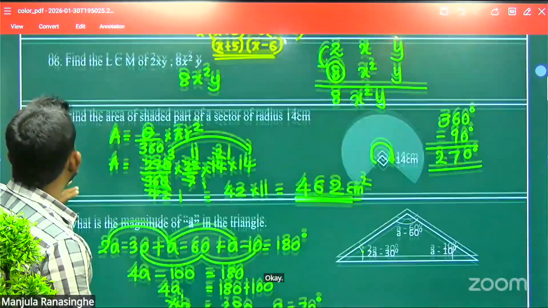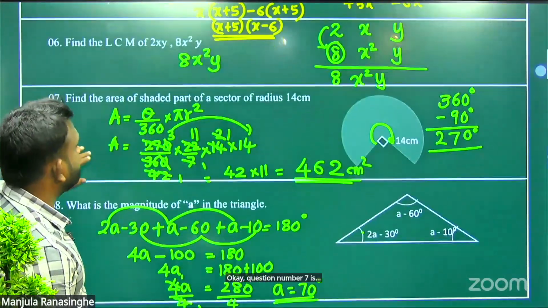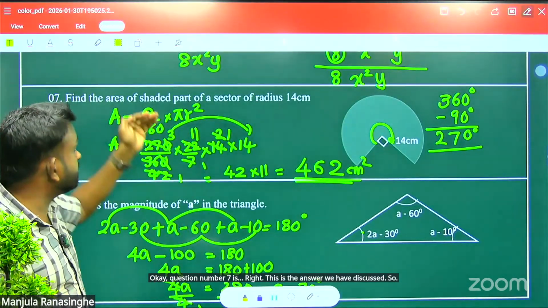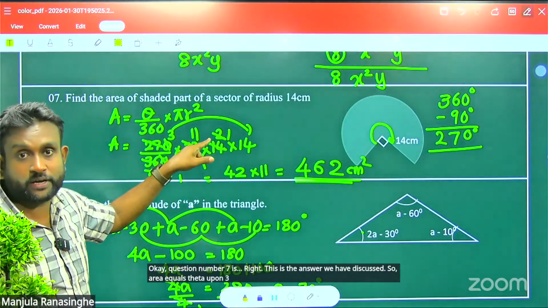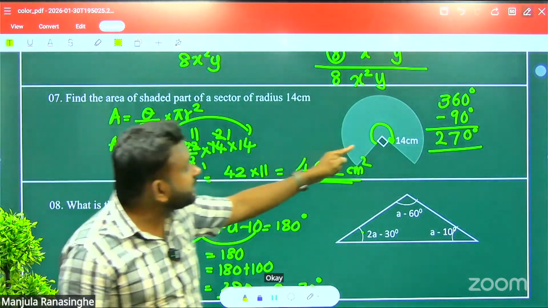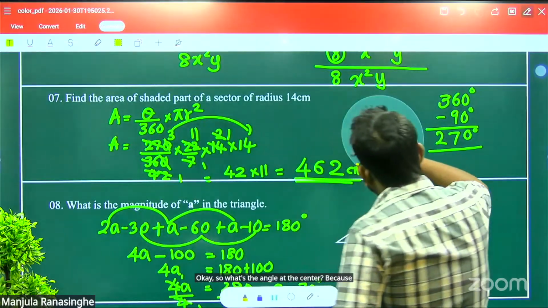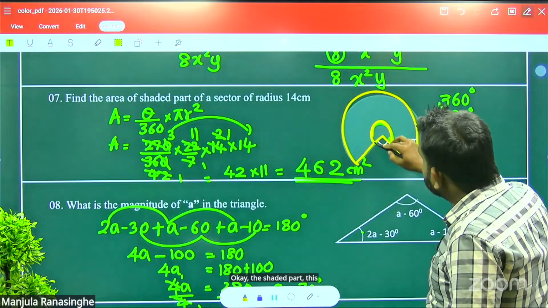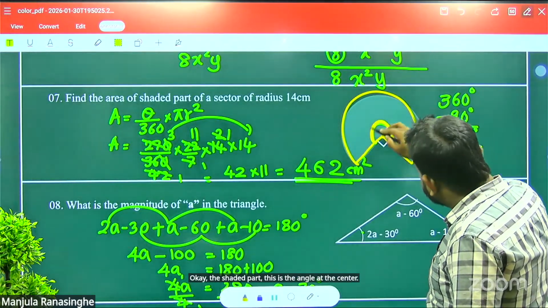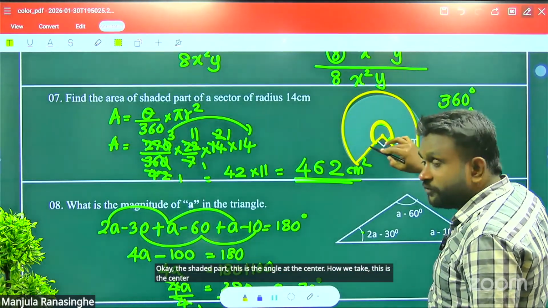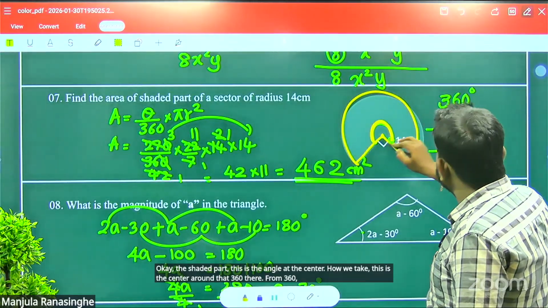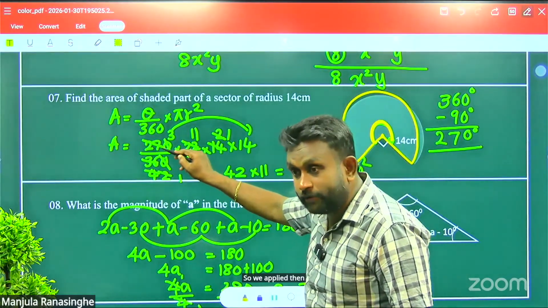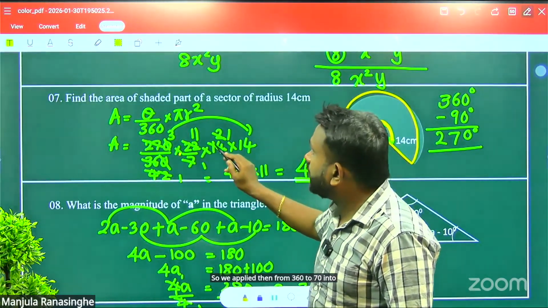Okay, question number 7 is right. This is the answer we have discussed. So area equals theta upon 360 into πr squared. Okay, so what's the angle at the center? Because they're asking about the shaded part. Then for the shaded part, this is the angle at the center. How do we take it? This is the center, and around that is 360. From 360 subtract this 90, then that is 270. So we apply 270 upon 360 into πr squared.